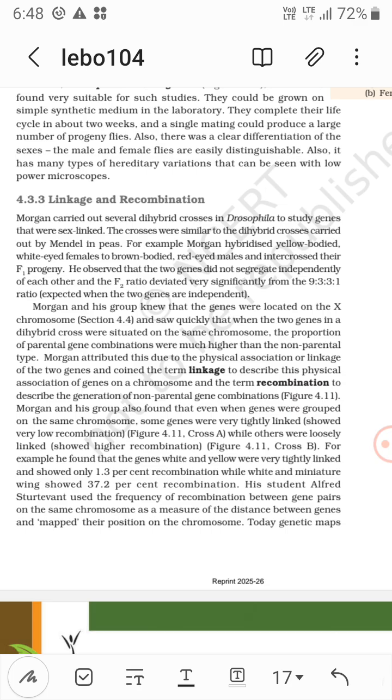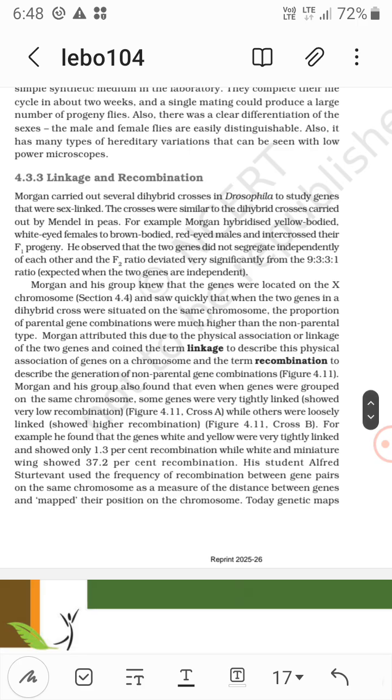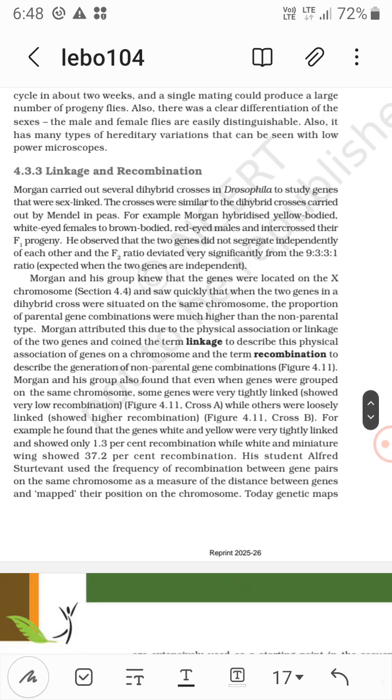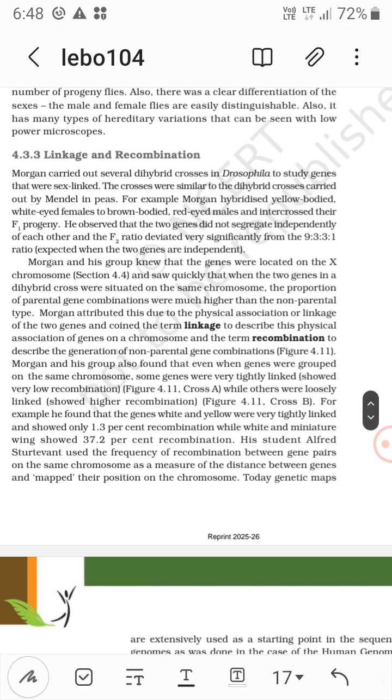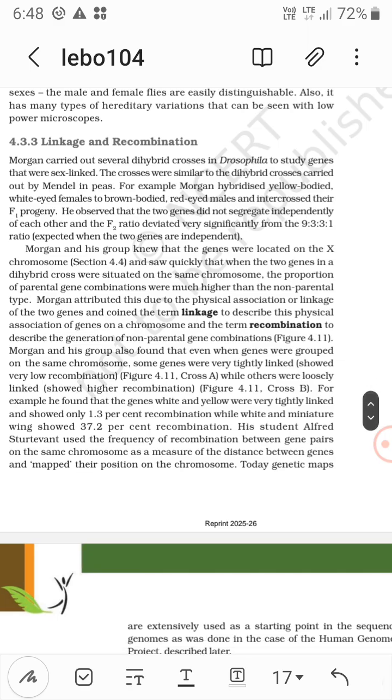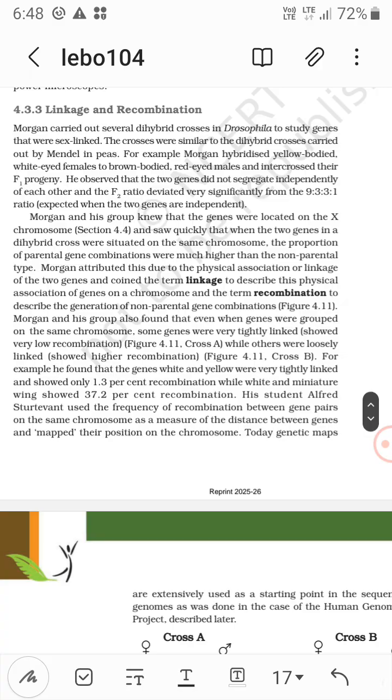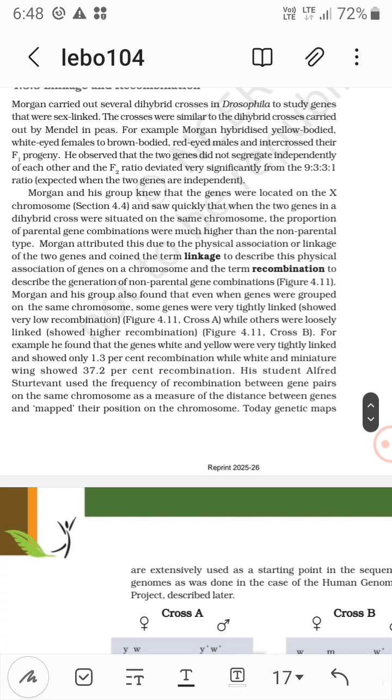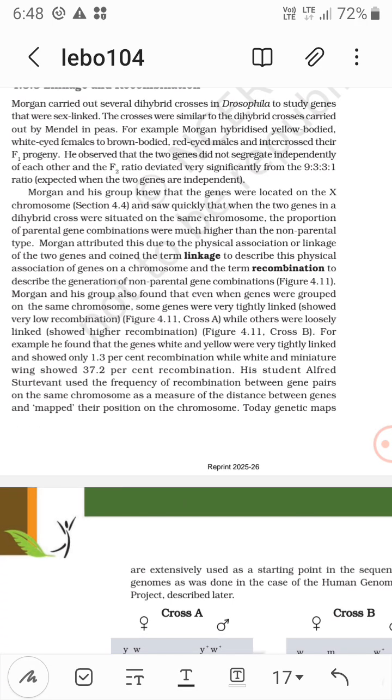He observed that the two genes did not segregate independently of each other, and the F2 ratio deviated very significantly from the 9:3:3:1 ratio expected when the two genes are independent. Now Morgan and his group knew that the genes were located on the X chromosome, and saw quickly that when the two genes in a hybrid cross were situated on the same chromosome, the proportion of parental gene combinations was much higher than the non-parental type. Okay, because the genes are linked.